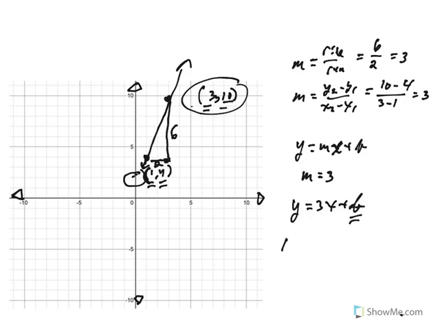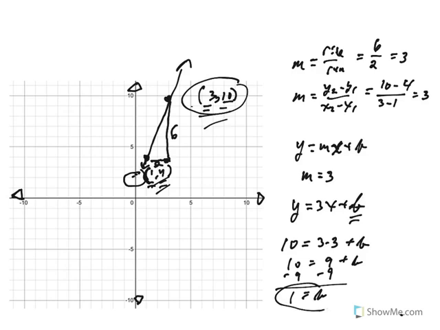So the sneaky trick is you could pick either of these points, (3, 10) or (1, 4). I'll just use (3, 10). You plug in the y value, which is 10, and the x value, which is 3, and leave the b alone as a b. Then we can do a little bit of algebra here and solve for b. And that's why the answer to this question, the equation that goes with this graph, is y equals 3x plus 1.